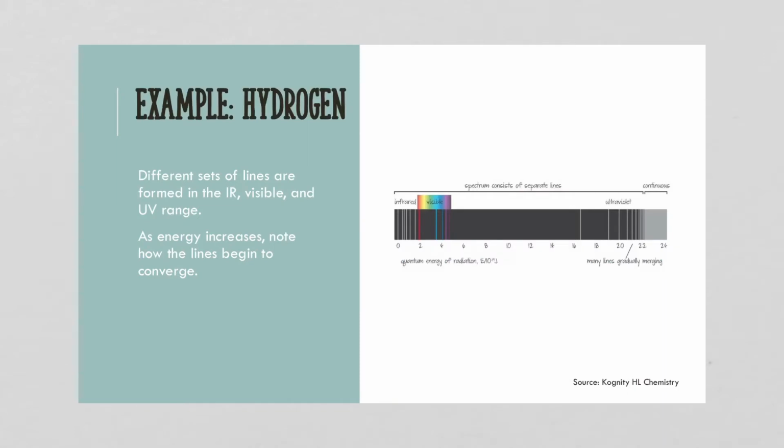The example we'll take a look at is hydrogen. So remember, there are different sets of lines formed in the infrared, which is over here to the left, the visible spectrum, and the ultraviolet spectrum. As the energy increases, and they're going this way, note how the lines begin to converge until eventually they're all converged together. One question that often comes up on the IB assessments is, as the energy increases, what happens to the lines in an emission spectrum? The answer is they converge.